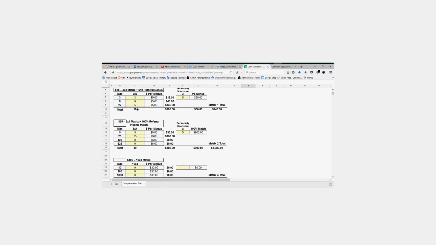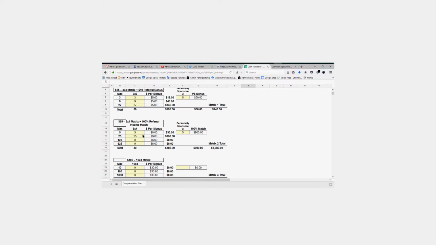How many people did it take? 39 here and 30 here. Now, this same 30 came from your 39. Remember, this 30 is the same people that are in your 39. They just jumped from the 3x3 to the 5x4. These 30 people ain't new people. It possibly can be if you receive it from spillover from your sponsor or your sponsor's sponsor. That can fill up quickly.